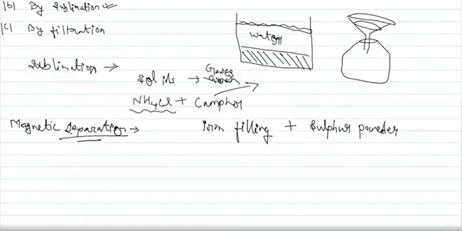So what will I do? I will take the magnet near this particular mixture, then the iron, which is a magnetic substance, will get attracted towards the magnet, and the left out will be the sulfur powder. The pure sulfur powder will be left out. Okay, let's move further and see the next type of method, where we are going to separate the components of a mixture of a solid and a liquid.